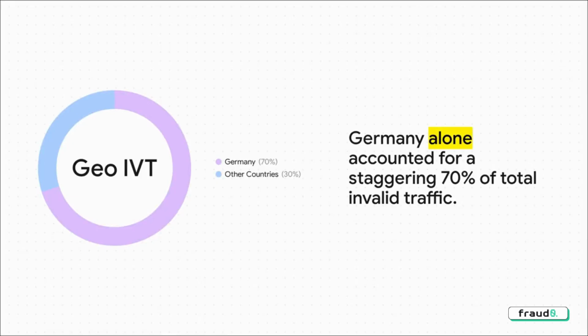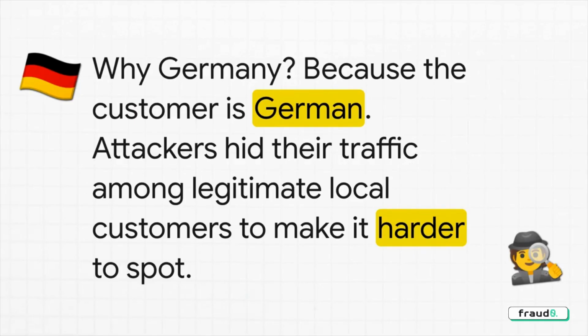Okay, brace yourself for this one. A full 70% of the total invalid traffic, once we filtered out the known good bots, was traced back to one single country, Germany. This was not some random global attack. It was highly targeted. So you have to ask, why Germany? Was it just random? No way. This is actually the really clever, kind of sneaky part of the whole thing. The customer? They're German. So the attackers were originating their traffic from Germany on purpose, trying to blend in with all the real local customers. It makes them so much harder to spot.